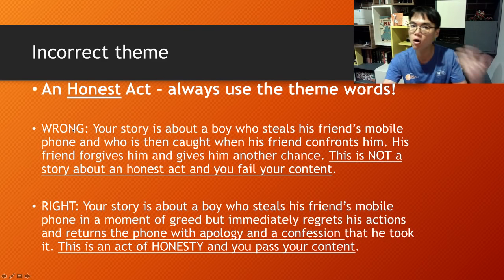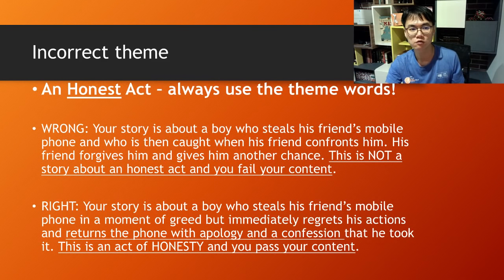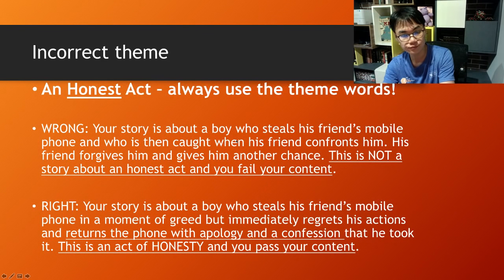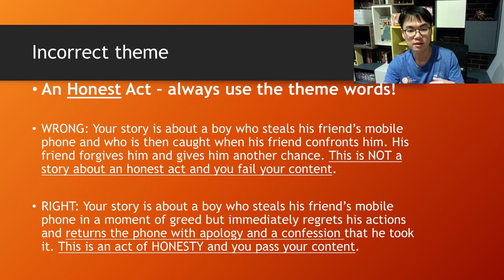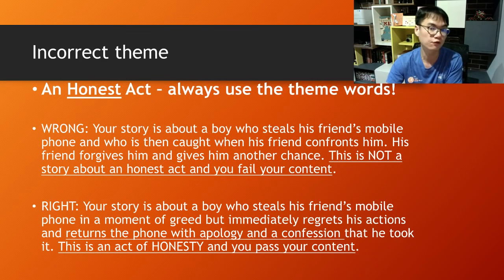This is the wrong way to approach writing a story about an honest act. If your story is about a boy who steals his friend's mobile phone, and who is then caught when his friend confronts him, your main character is a boy who steals a mobile phone from his friend and takes it away, but is later caught or confronted by the friend from whom he stole the phone.